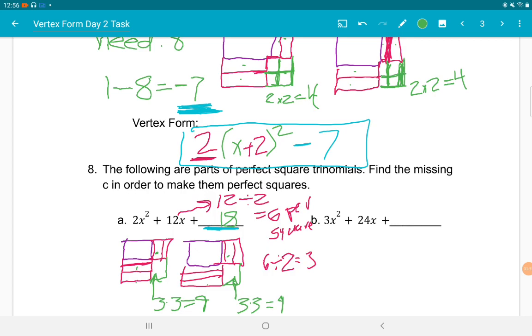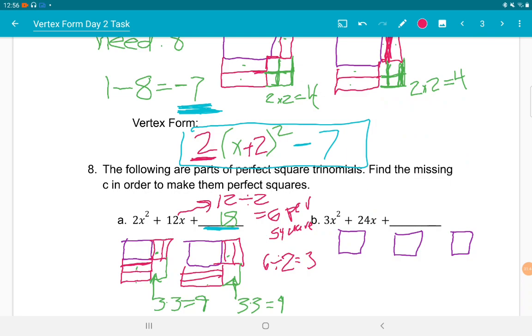Okay, start wrapping up what you're working on. Okay, let's go ahead and look at this one. So we've got 3x squared plus 24x. How many squares are we going to make on this one? There's going to be 3 squares, okay?